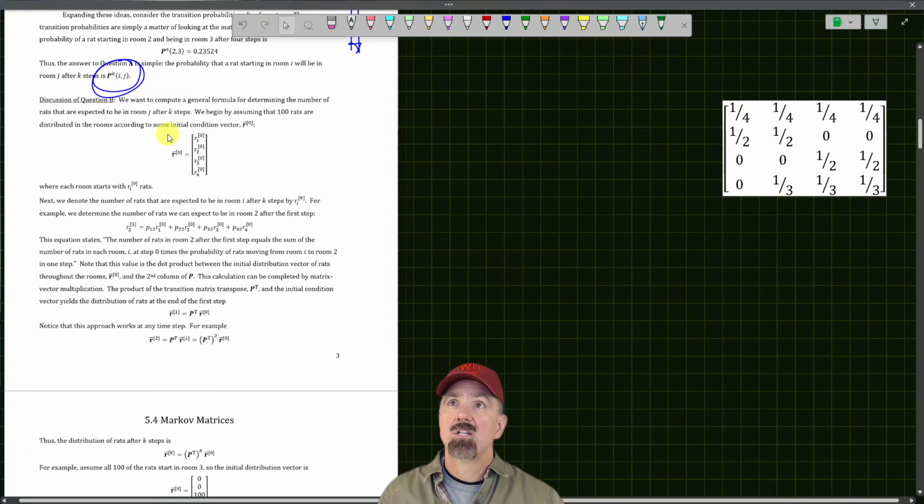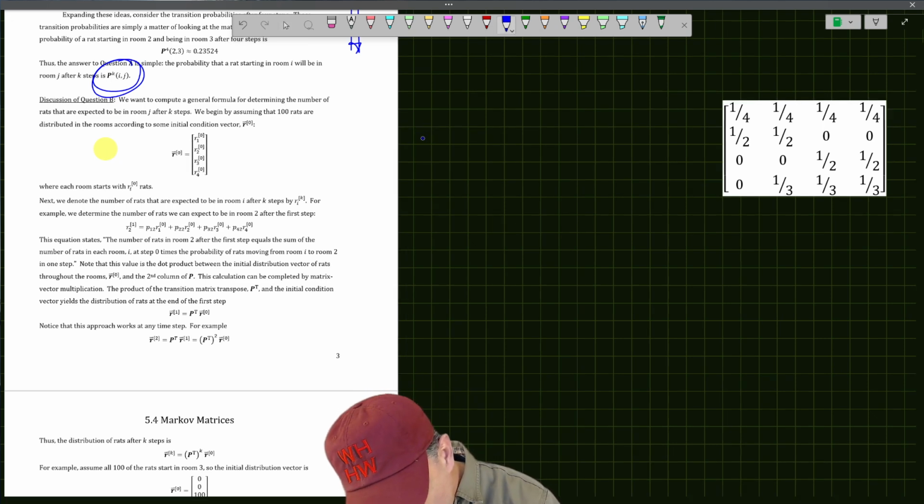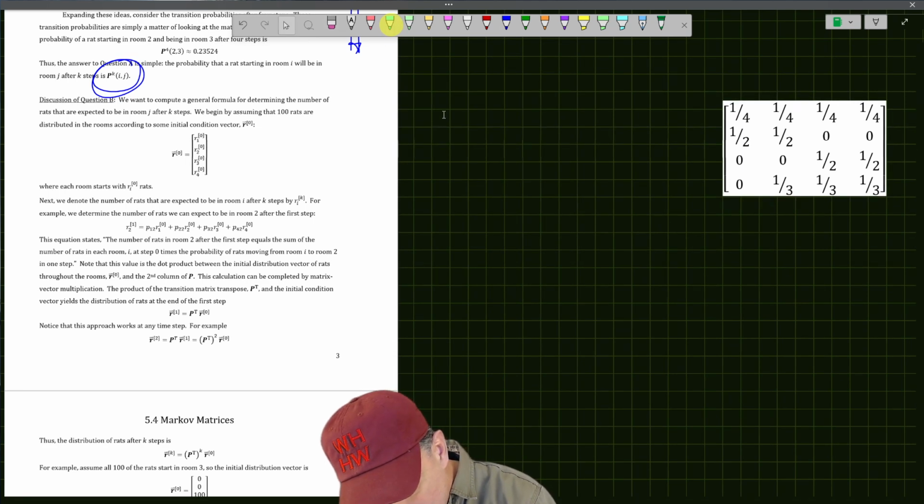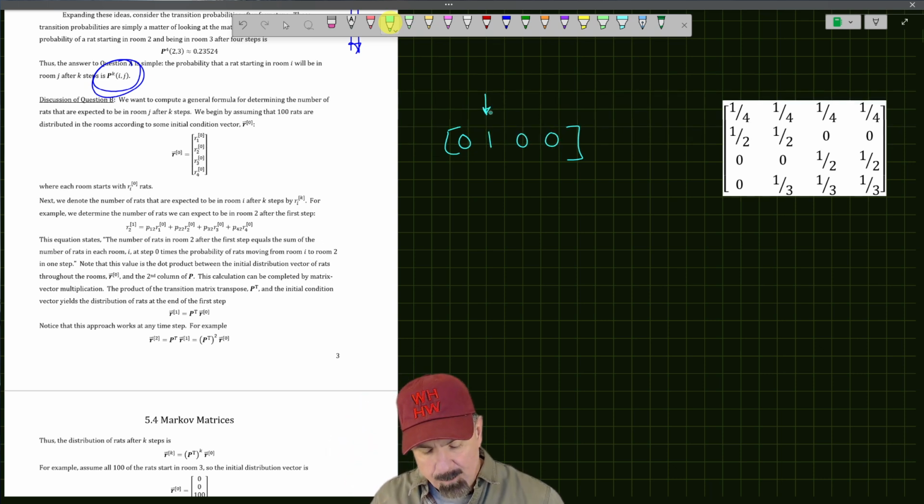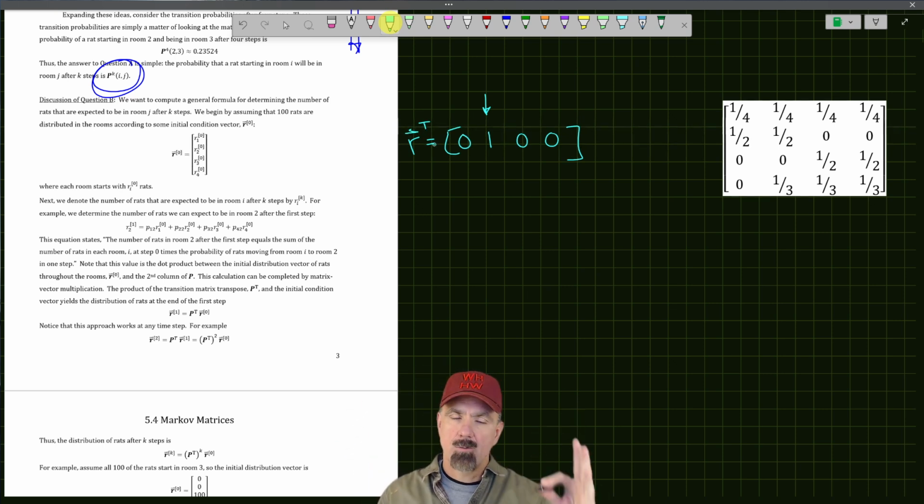Okay, so the next question has to do with the distribution. We introduce a vector here, and a little bit of notation. This is similar to what we had: our vector, which was one rat in state 2, the second room, and that's equal to a vector. It's transposed, because we always want to think about vectors in terms of columns.